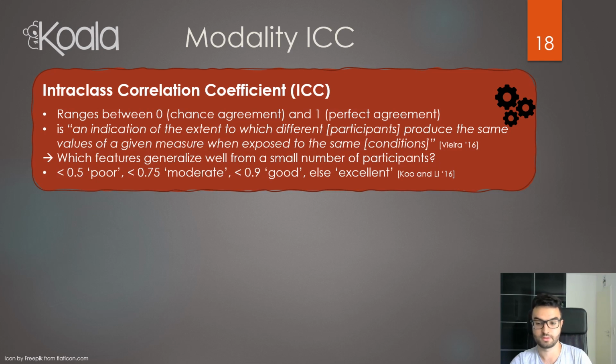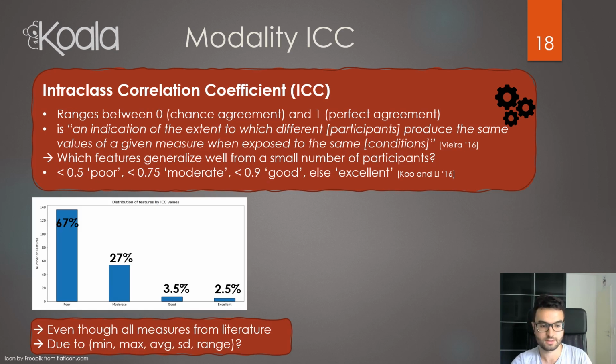So those were the results when predicting using all features, but we also are interested in which modality is better and worse, and for this we look at the intra-class correlation coefficient, which is an indication of the extent to which different participants produce the same values of a given measure when they are exposed to the same condition. So it tells us which features generalize well from a small number of participants.